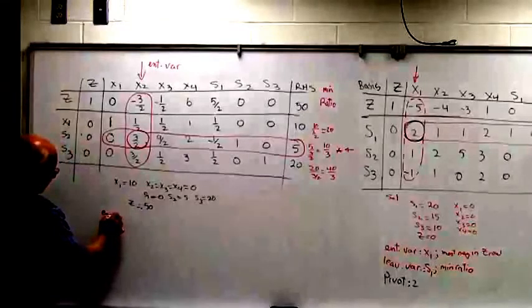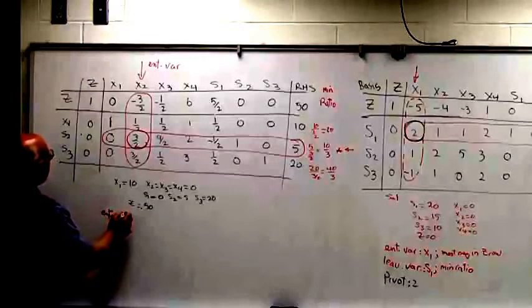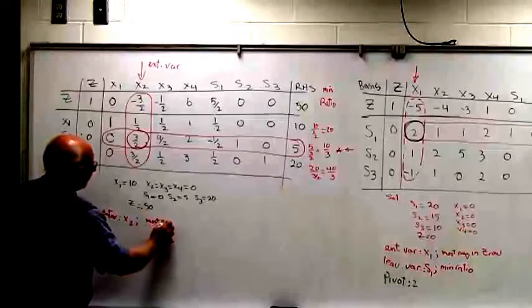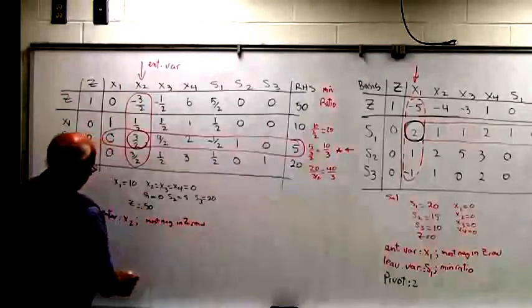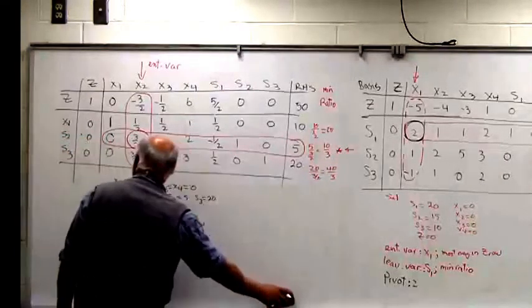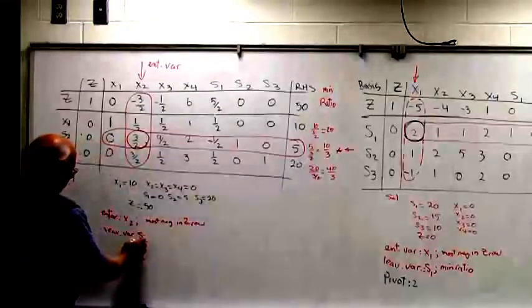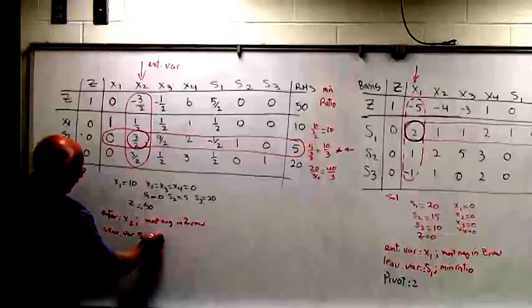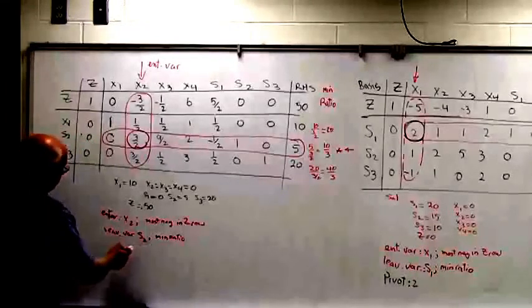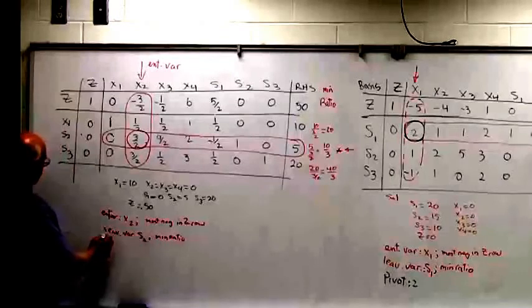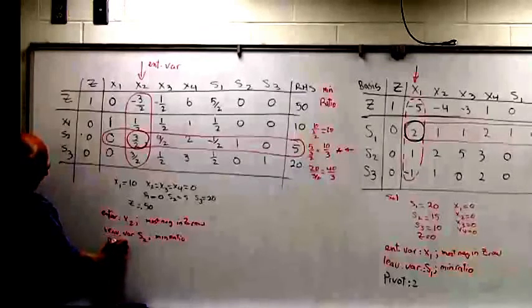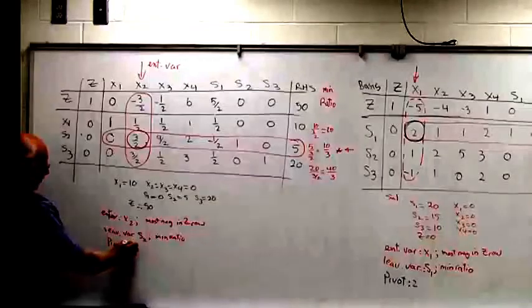I'm going to write the same stuff that I wrote in here. Entering variable is x2, most negative in z. Leaving variable is s2. Mean ratio, and pivot in here is 3 halves.